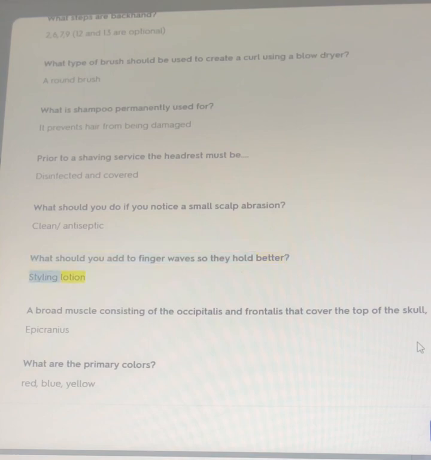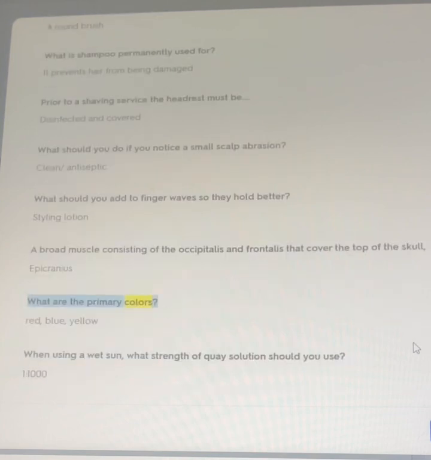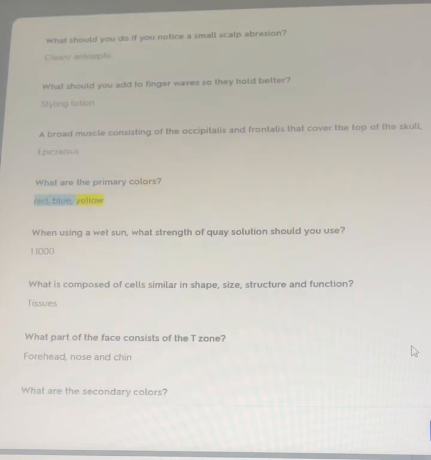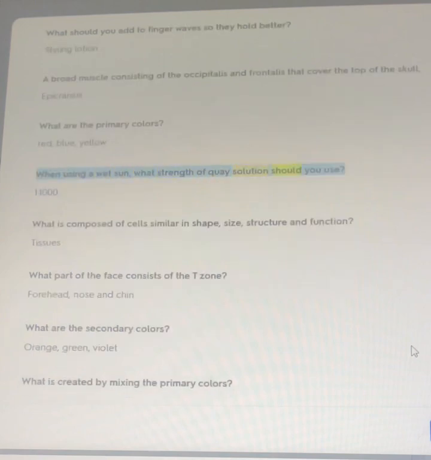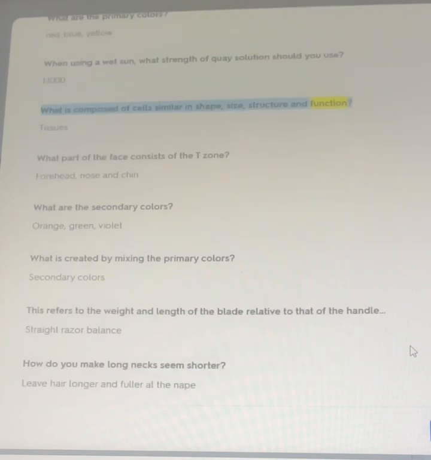Styling lotion. A broad muscle consisting of the occipitalis and frontalis that covers the top of the skull? Epicranius. What are the primary colors? Red, blue, yellow. When using a wet sanitizer, what strength of clay solution should you use? 1:1000. What is composed of cells similar in shape, size, structure, and function?